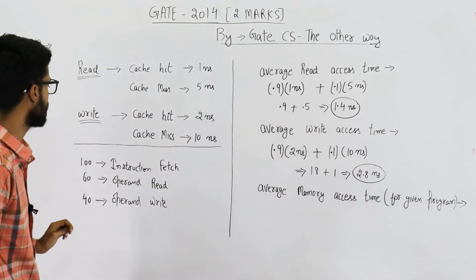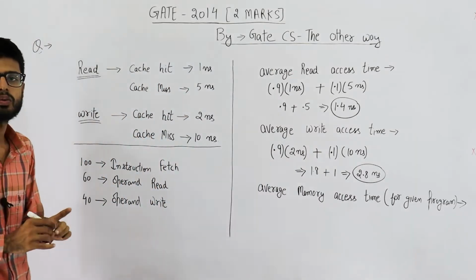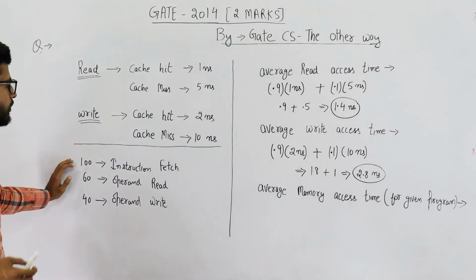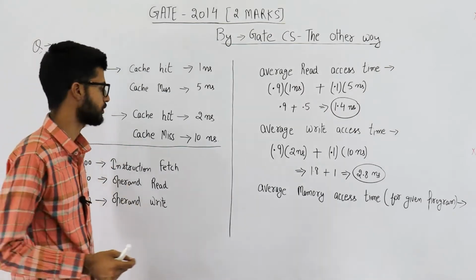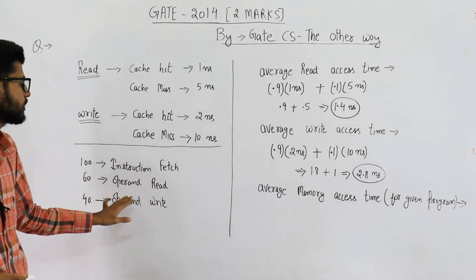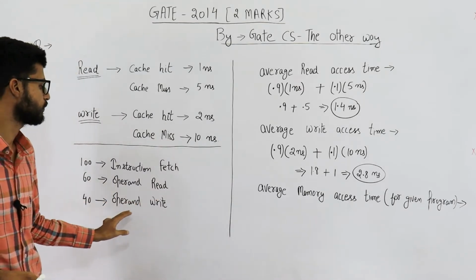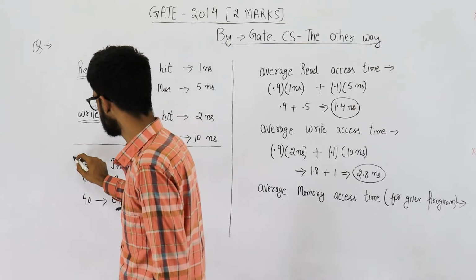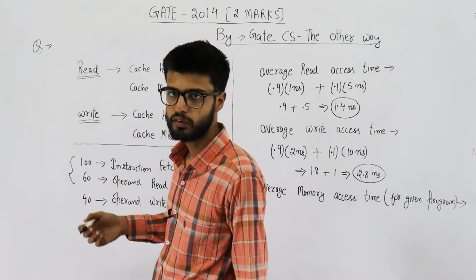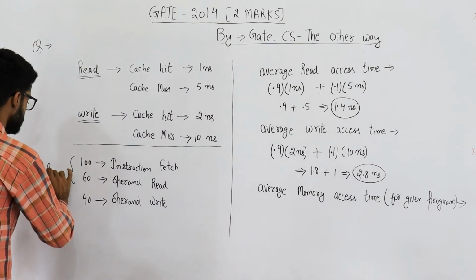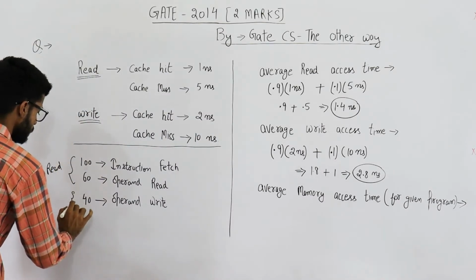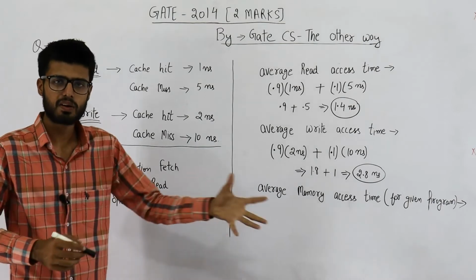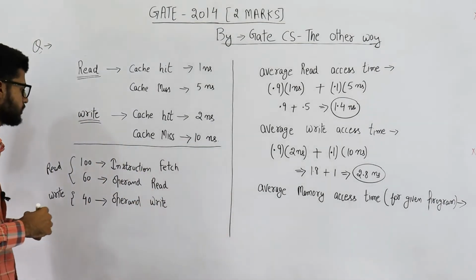Now you see that this is the data given with respect to the program that we are trying to execute. They're saying 100 memory accesses are for fetching an instruction, 60 memory accesses are for reading operands, and 40 memory accesses are for writing something into the memory. That means these 160 memory accesses are for read, and these 40 are for write. Obviously, because instruction fetch is also reading an instruction from memory and bringing it into the processor.